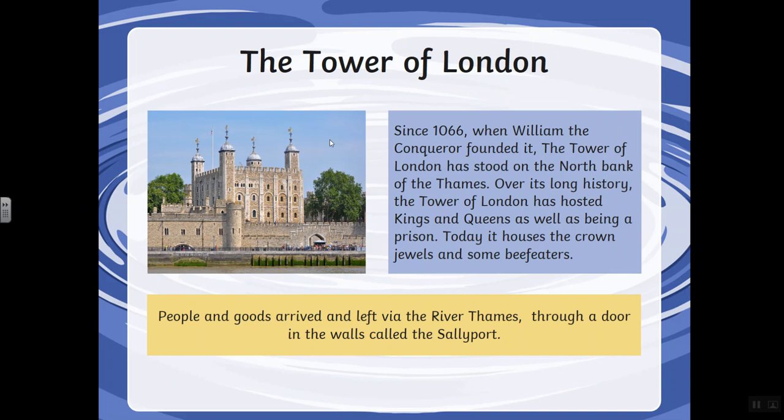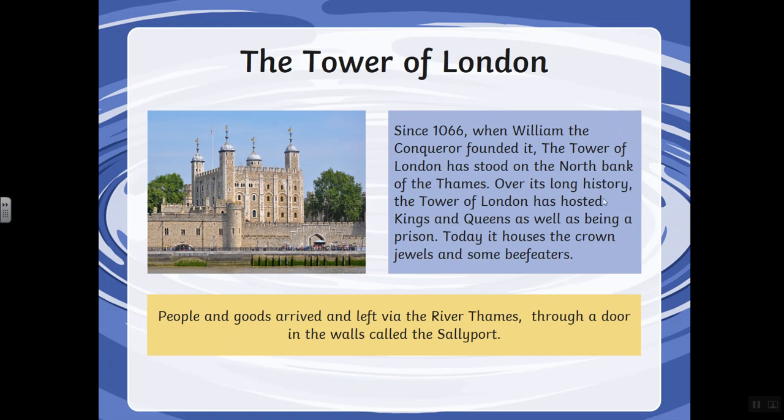Another famous landmark along the River Thames is the Tower of London. There's a special gate here where people would be brought up the River Thames and sent into the Tower of London by a gate right through there.